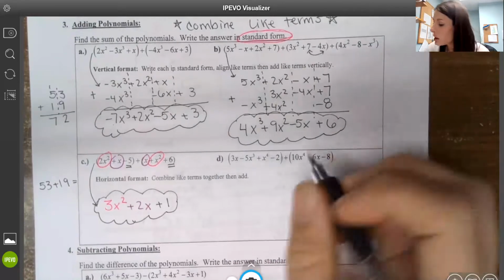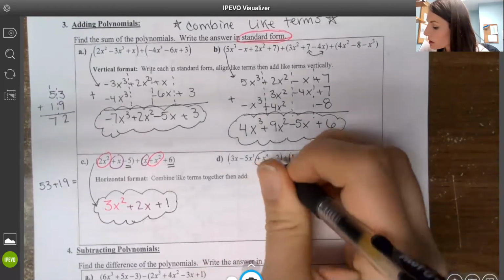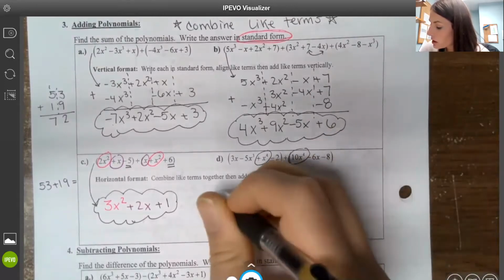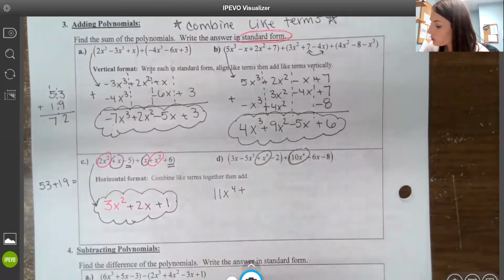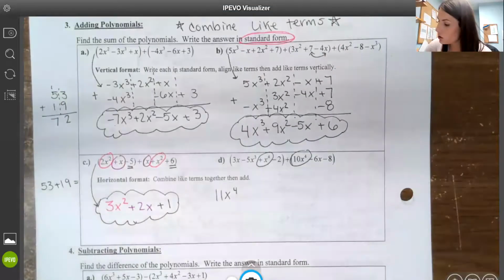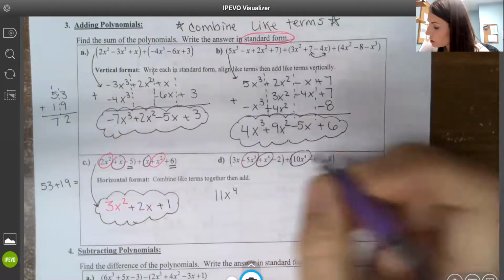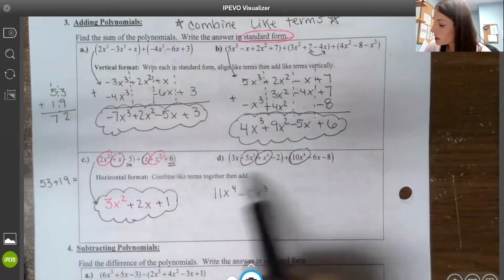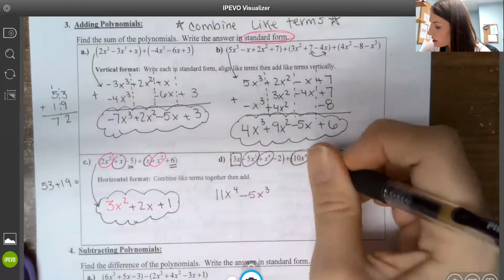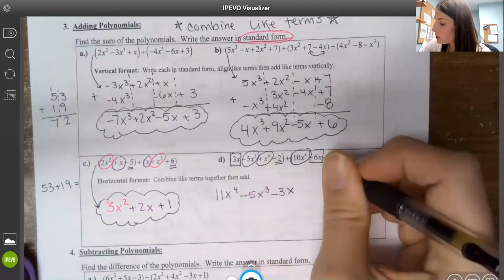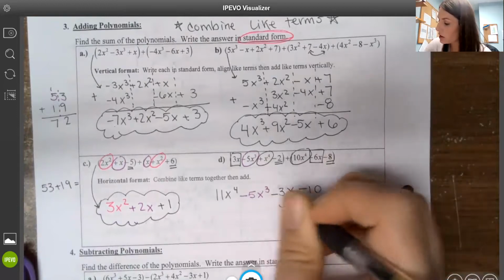I'm going to do the same thing here. So here, if I want standard form, my largest exponent is x to the 4th. So I have 1, and I have 10. So I don't need to write 11x to the 4th. And then my next largest exponent is, I have to get rid of that plus thing, is x cubed. So I have -5x cubed, and I don't have any others, so I'm just going to have -5x cubed here. And I don't see any x squareds, but I see 3x and -6x, so that's going to give me -3x all together. And -2 and -8, giving me -10 all together.